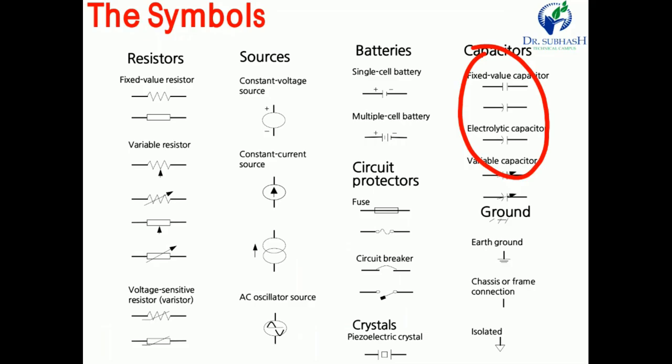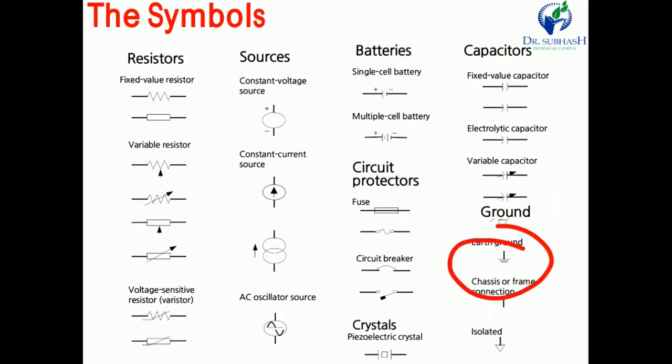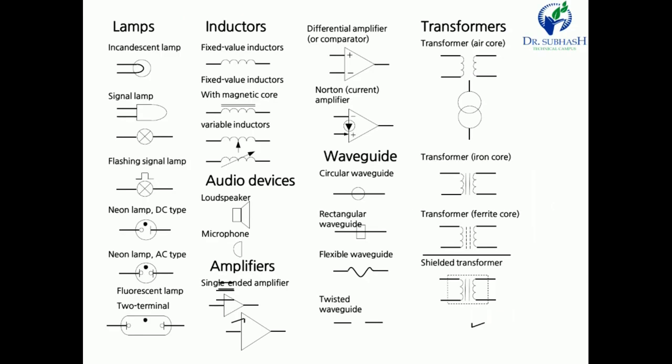If the capacitor is variable, then an arrow is there. If the arrow is not there, then the capacitor value is fixed. Then ground. These are all the ground or earthing. Then for any circuit, if you want to ground it, you have to use this earth ground symbol. Then lamp. This lamp is used for lighting purpose as well as indication purpose.